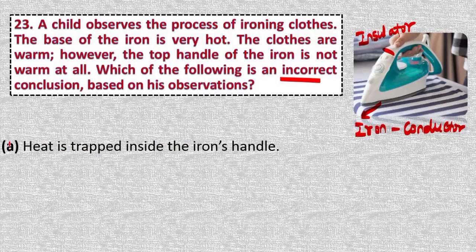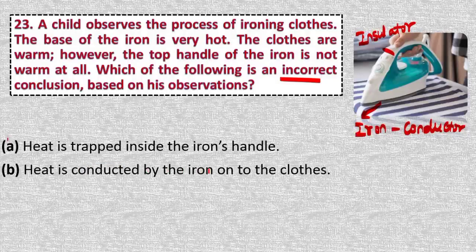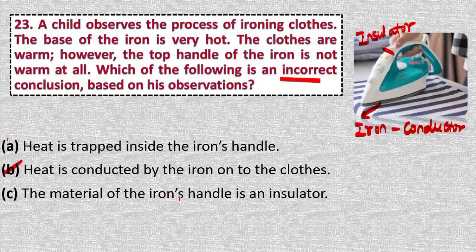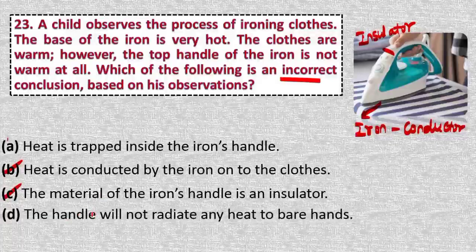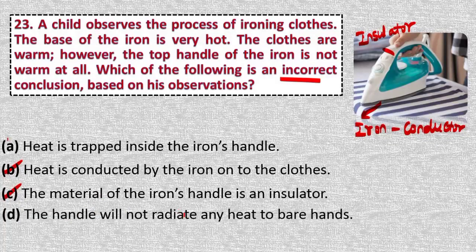Therefore, it can transfer the heat very easily. Because what is the correct statement? Incorrect statement he is asking. Heat is conducted by the iron on the clothes. It is correct. The material of the iron's handle is an insulator. The handle will not radiate any heat to bare hands.